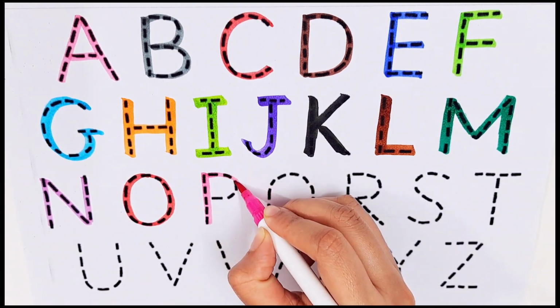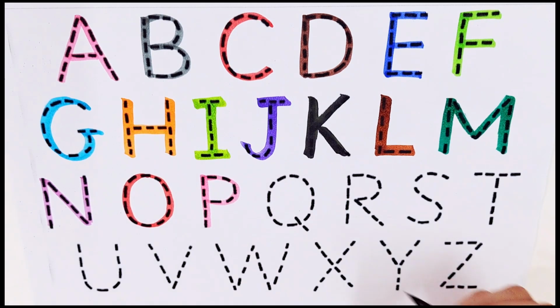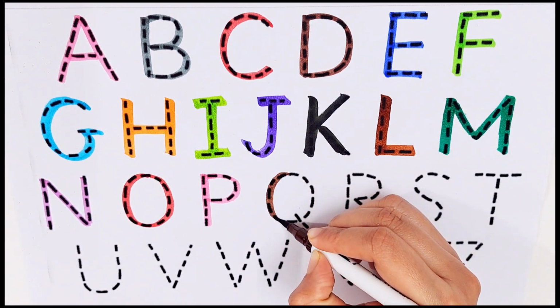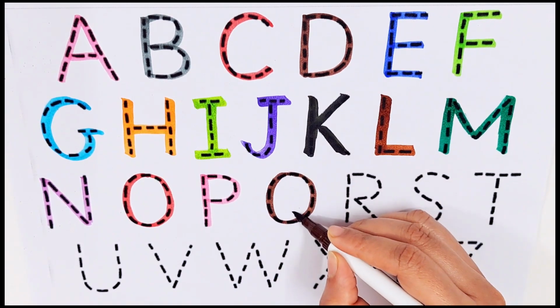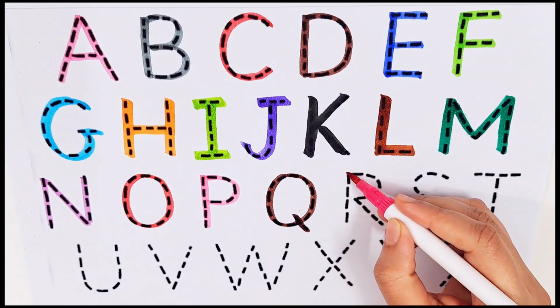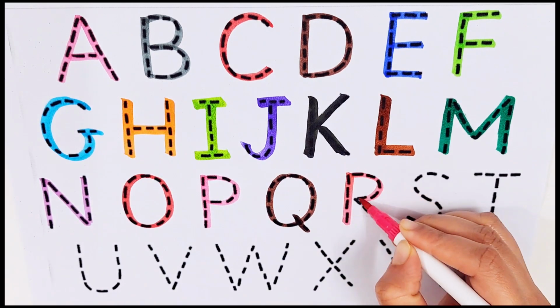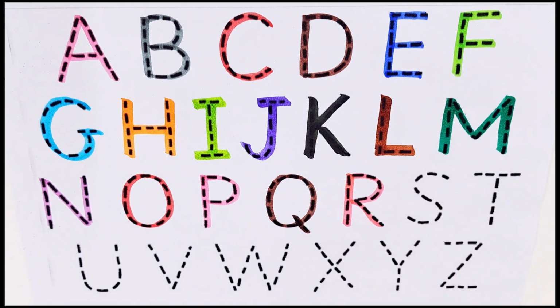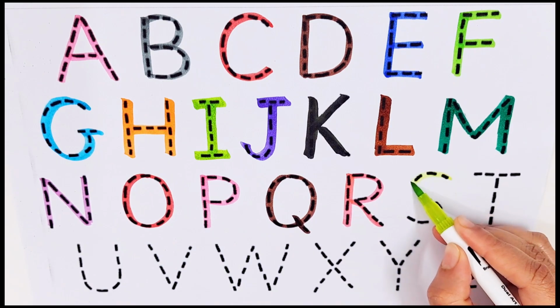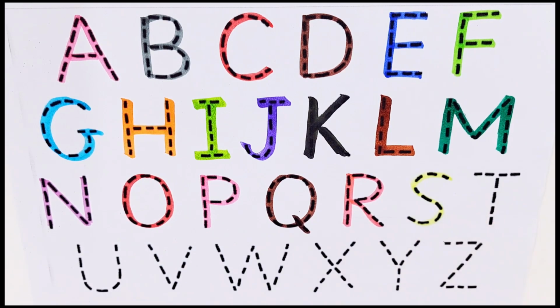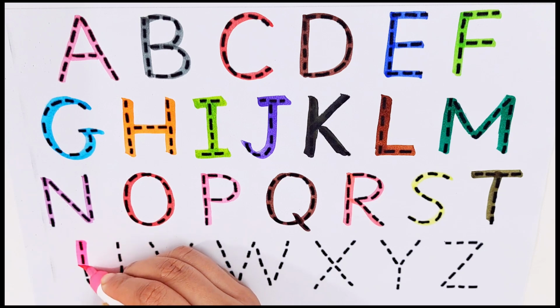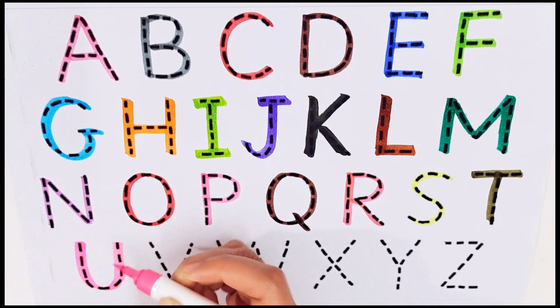P for pen. Q for quilt. R for rose. S for school. T for tiger. U for umbrella.